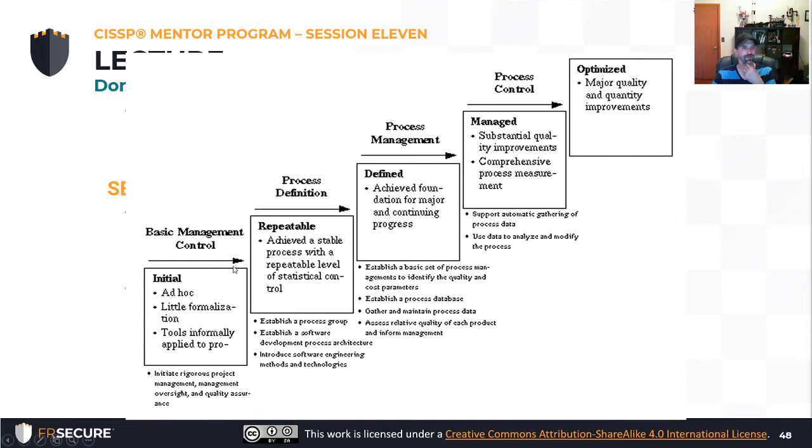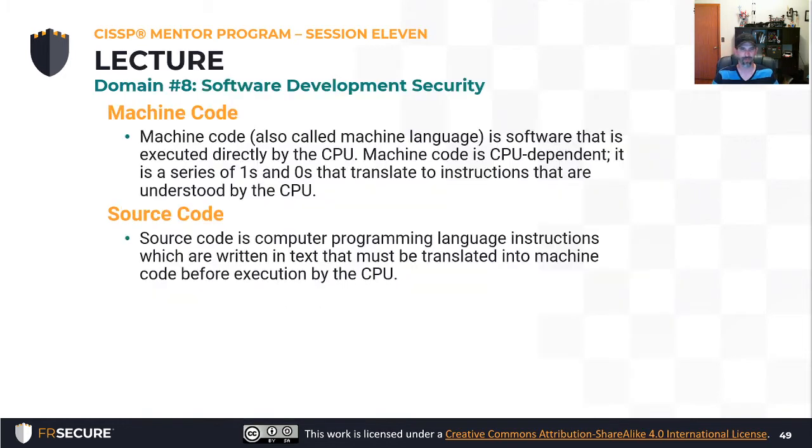Okay, so here you can see, this is another breakdown of the same concept. It's basic management controls, right? It's ad hoc. There's a little formalization. You've got all kinds of tools in the toolkit. There's really no consistency. Then repeatable, again, you're trying to get to known results, stable results, known outcomes. Process management, again you're continuing to refine upon that. The quality and cost parameters are starting to come into play. You're gathering and maintaining more data. You're building those processes out. Process control, again, managed, right? You've got good quality coming out of it. It's comprehensively measured, and then optimized is that continuous improvement.